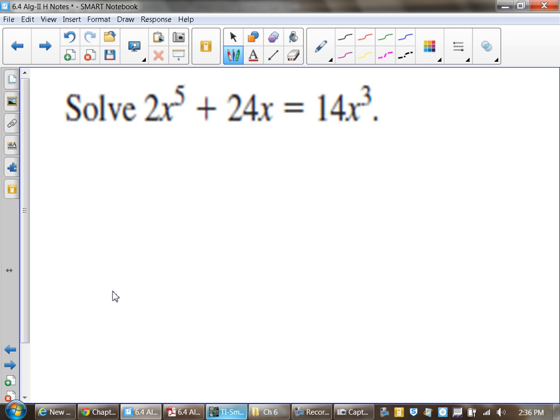Very similar, but I put one other part to this. What did I put in there? I put an equal sign. So after we're done factoring this, what do we have to get? Your zeros. And I heard you guys already said, bring it over. So we have 2x to the 5th plus 24x is 14x cubed. So we bring over the 14x cubed, so we have 2x to the 5th minus 14x cubed plus 24x is 0.